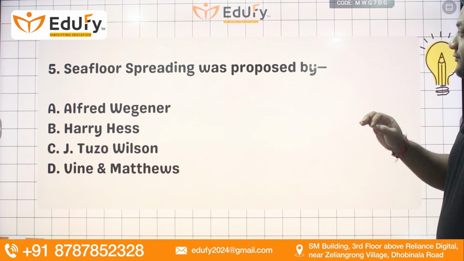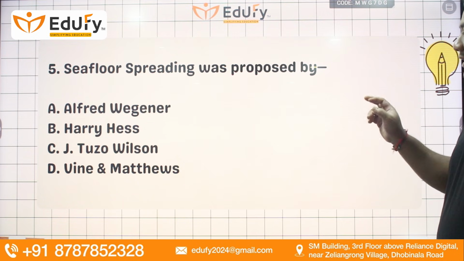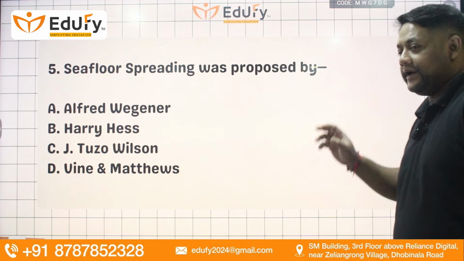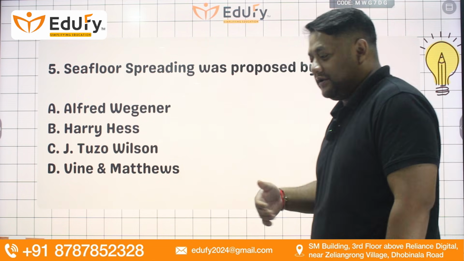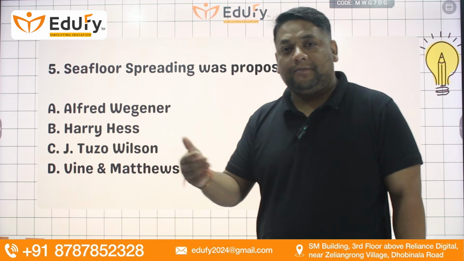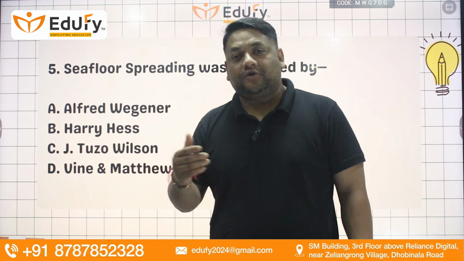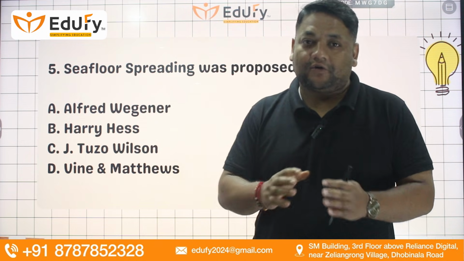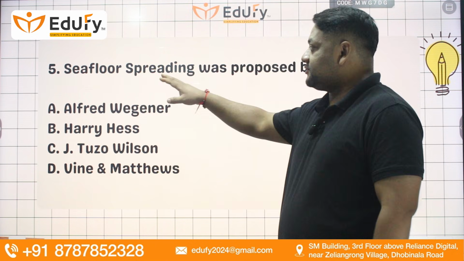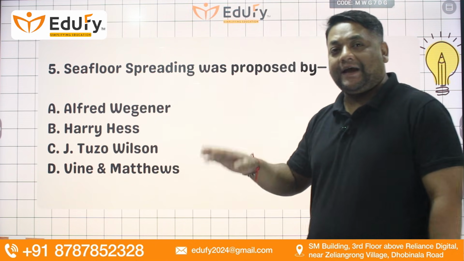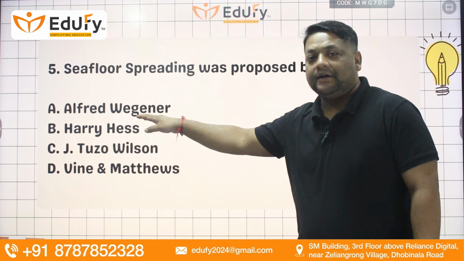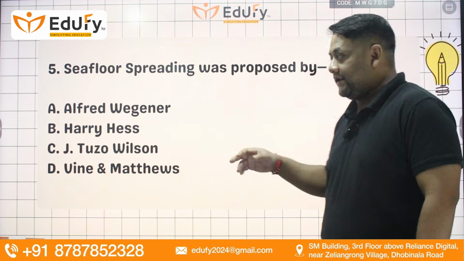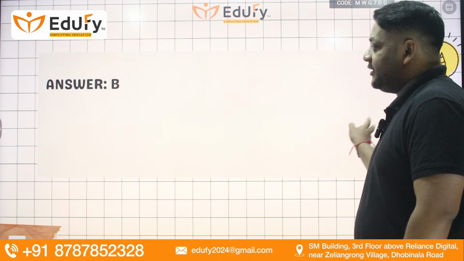Next question. Seafloor spreading was proposed by Alfred Wegener, Harry Hess, Tuzo Wilson, or Drummond Matthews? Seafloor spreading is technically the next level of understanding about our continents: continents move away from each other, so if there is an ocean, it also gets spread. That is called seafloor spreading. This was given by Harry Hess. Alfred Wegener gave the continental drift theory, but Harry Hess gave the seafloor spreading theory. So the right answer is B, Harry Hess.